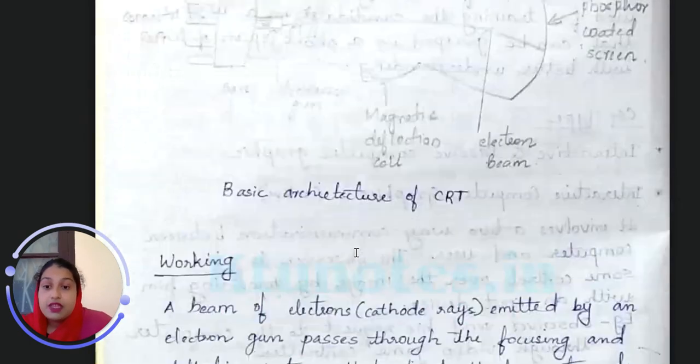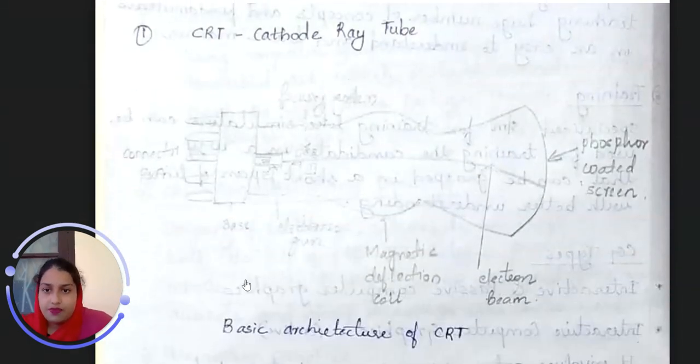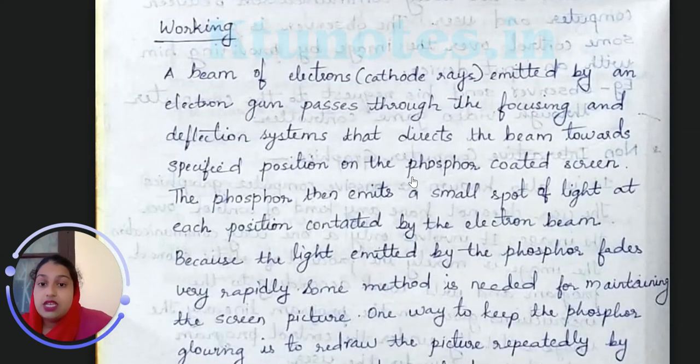Now, coming to the cathode ray tube, the figure is not shown here, but now its working. A beam of electrons emitted by an electron gun passes through the focusing and deflection system that directs the beam to a specified position on the phosphor coated screen. The phosphor then emits a small spot of light at each position contacted by the electron beam.